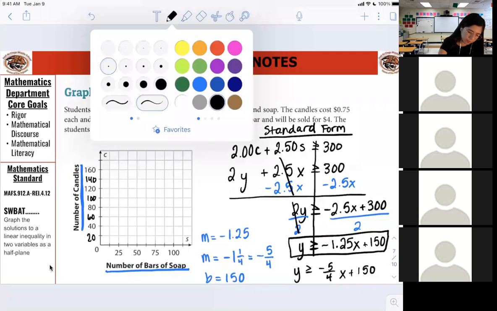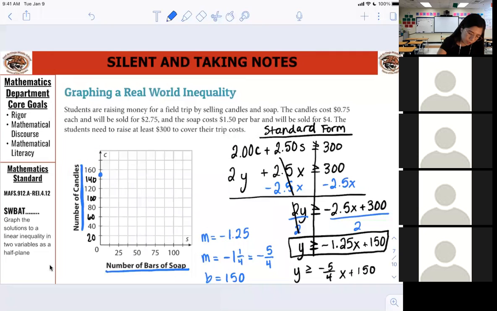But it's gonna be right between 140 and 160. All right, cool. Now what? Now my slope is negative 5 over 4. So what are the directions for the slope? Go down 1 and to the right 4. Go down 5 and to the right 4.